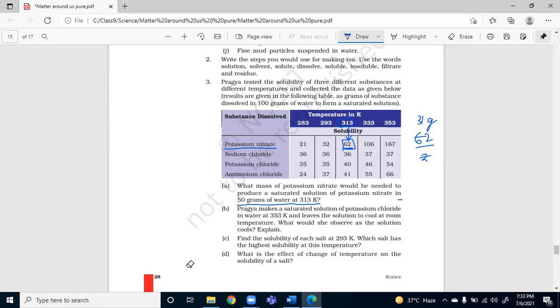Pragya makes a saturated solution of potassium chloride in water at 353 Kelvin and leaves the solution to cool at room temperature. What would she observe as the solution cools?